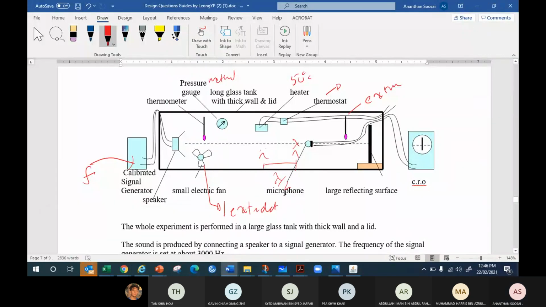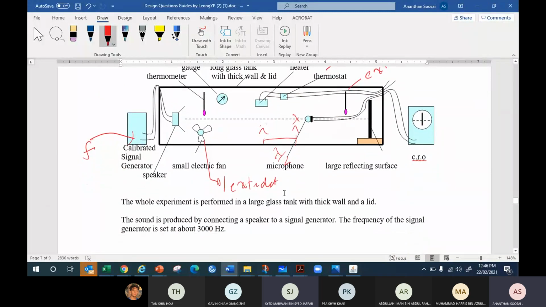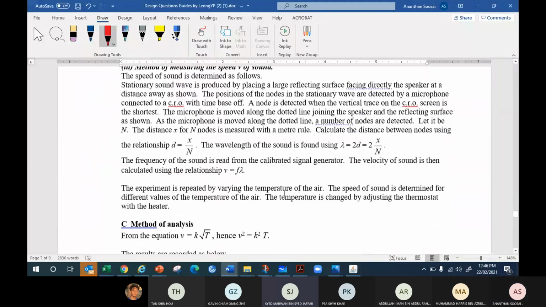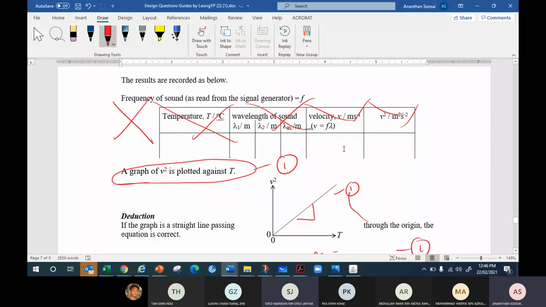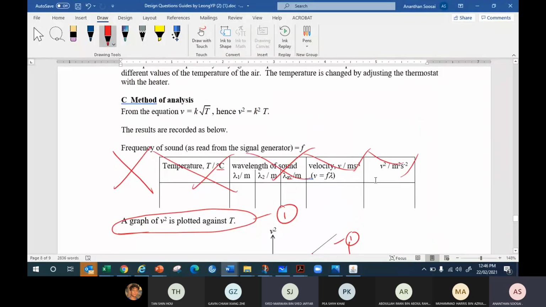Regarding the gradient for the graph, do we state the units? Is it like that? No need to state the unit in this case. What do we say for the gradient, specifically? In this case, you plot v squared versus t, right? So you say the gradient is equal to k squared. From the formula given. Okay, I see. The gradient is k squared and it passes through the origin. You get one. These two maybe 1 mark. Sometimes it can be 2 marks.